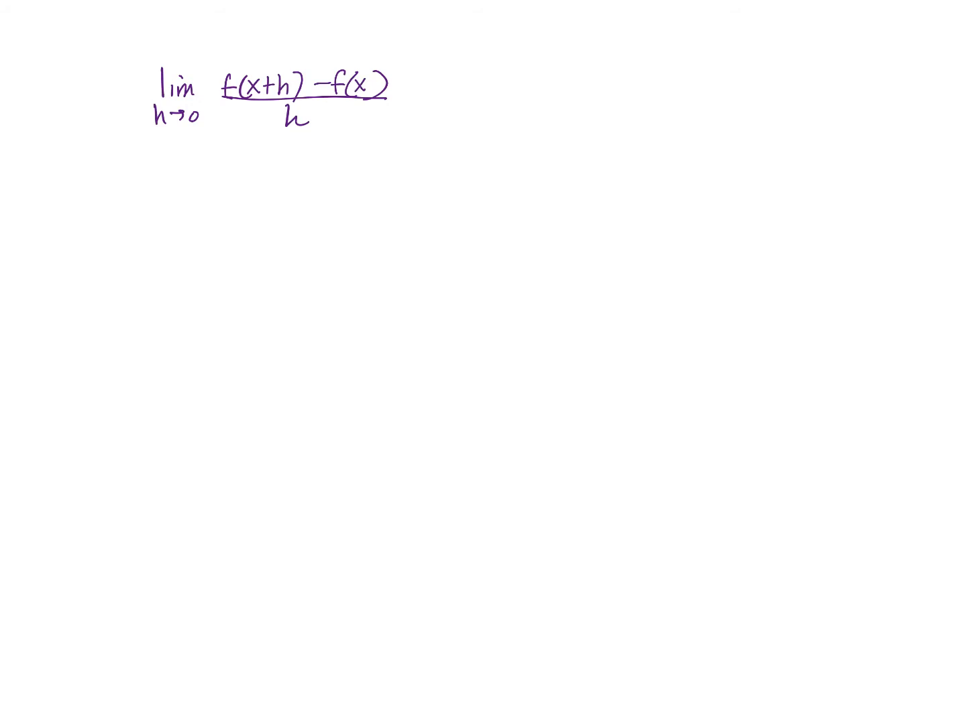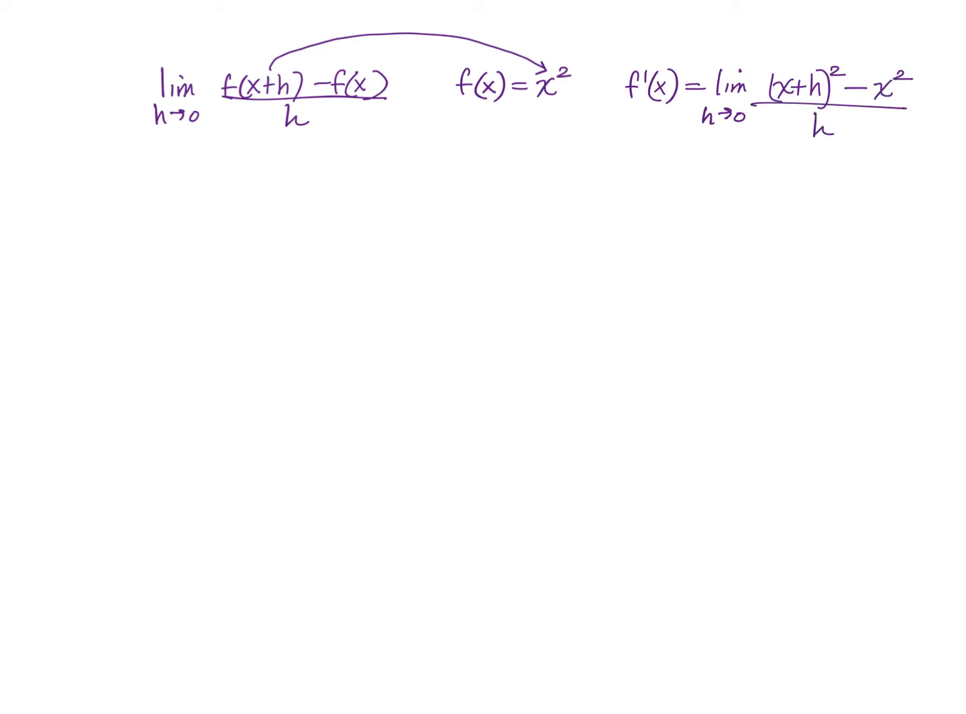Let's do a quick example to remember how to do this. If I had f of x equals x squared, f prime of x is going to equal the limit as h approaches 0 of f of x plus h. And remember how we do that? We take x plus h and plug it in wherever there's an x. So we have x plus h quantity squared minus f of x, so that's minus x squared, all over h. When I simplify that, we multiply it out. We get x squared plus 2xh plus h squared minus x squared all over h.